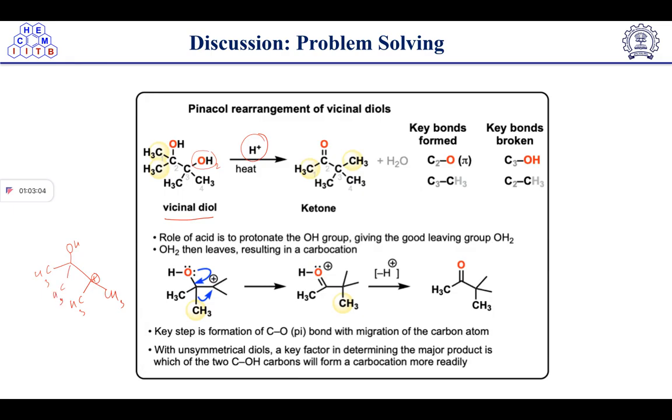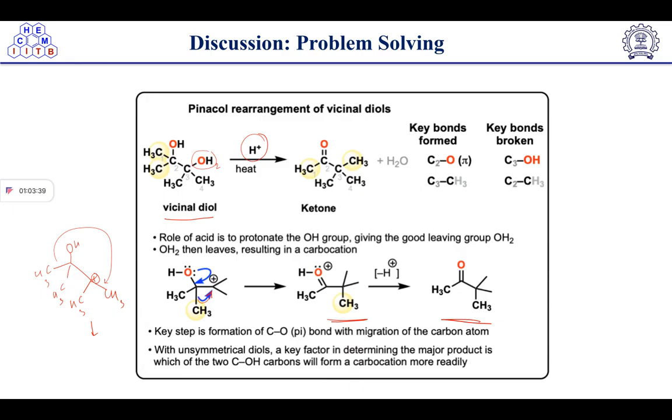After this, this group will get migrated. Migration will take place and it will become... it is shown here, migration. After this carbocation formation, migration of CH3 will take place and this will form a carbonyl group and we will get this as the intermediate. After deprotonation, we will get the corresponding ketone as a product.